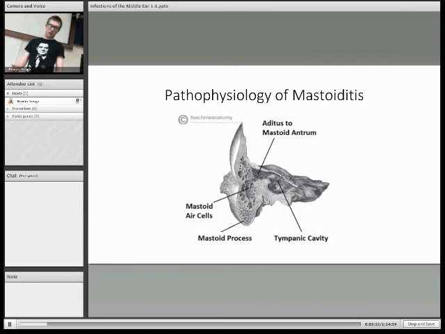Another complication is something called a cholesteatoma, which is a collection of keratin, which releases lytic enzymes, which can damage the middle ear structures, obviously causing hearing loss. It also, if it's severe enough, can erode through the middle ear and start to damage structures surrounding the middle ear.